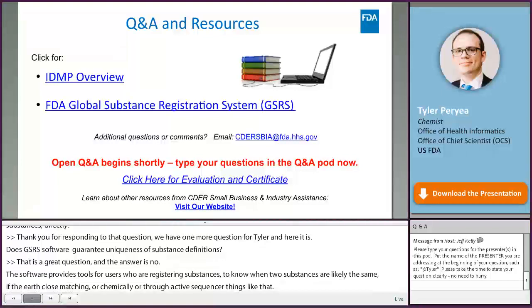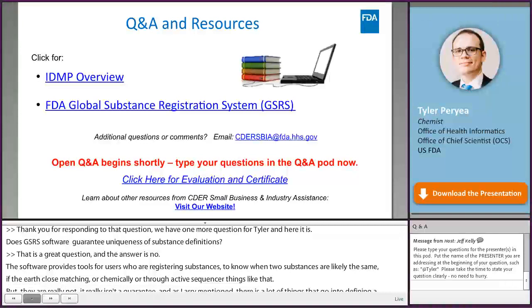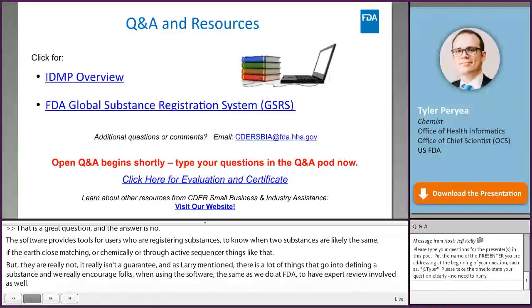As Larry mentioned, there's a lot of other things that go into defining a substance. And we really encourage folks, when they're using the software, the same as we do at FDA, to have expert review involved as well, to make sure that things are adequately defined beyond just using any automatic way of confirming uniqueness.